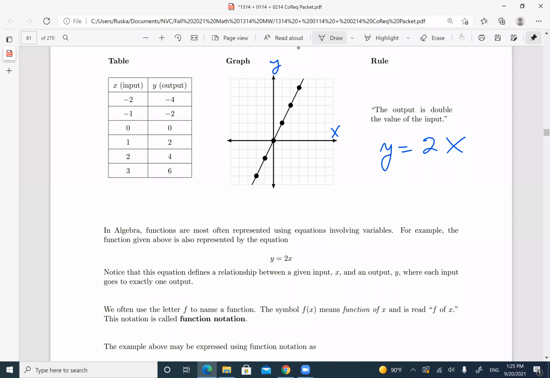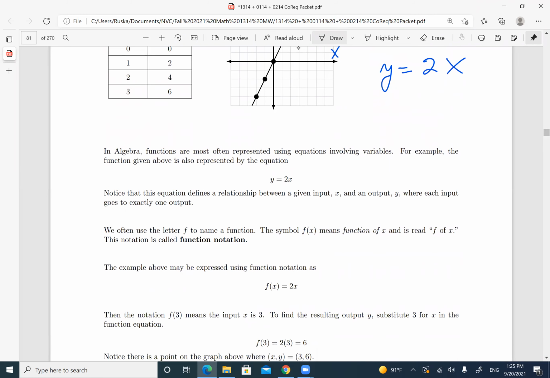Also notice that an equation defines a relation between the given x and y, where each input gives exactly one output. So this is important. If you have one x, you have to get only one output. And then also we have a functional notation. Functional notation is f of x. So if you see f of x, it is the same as y.